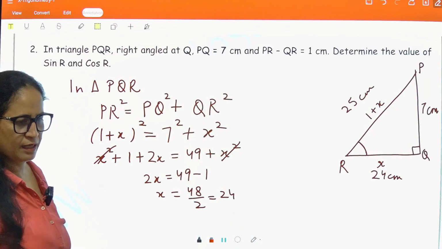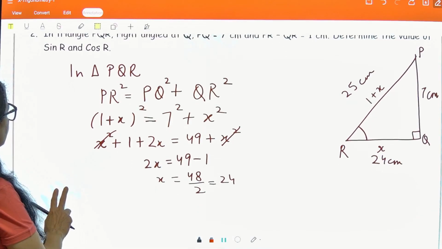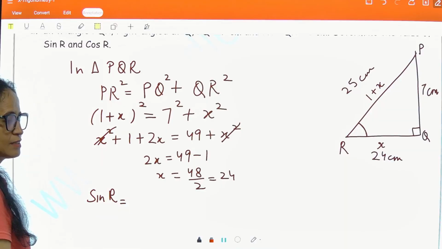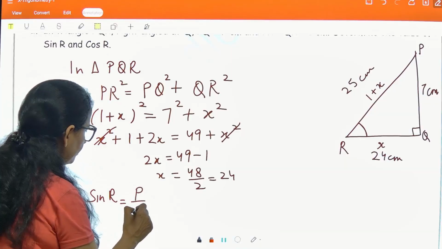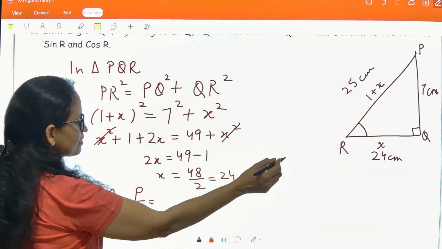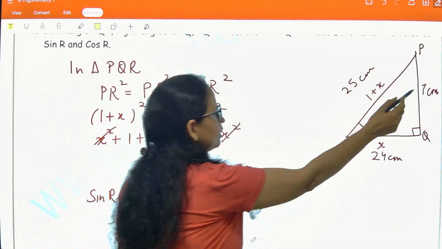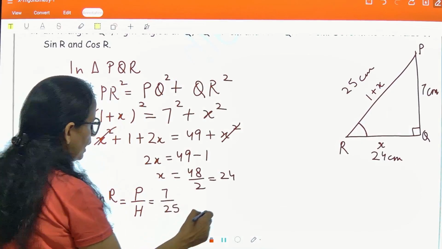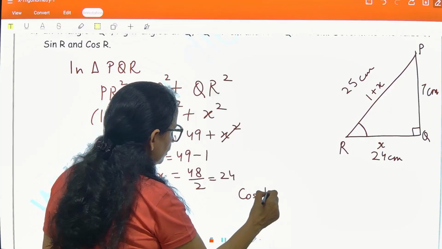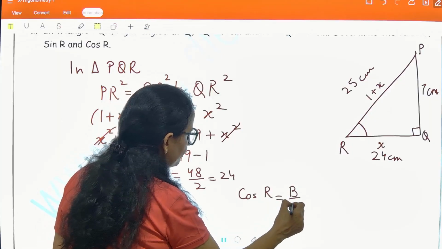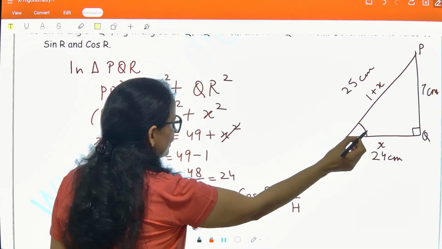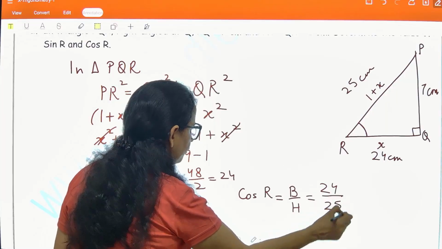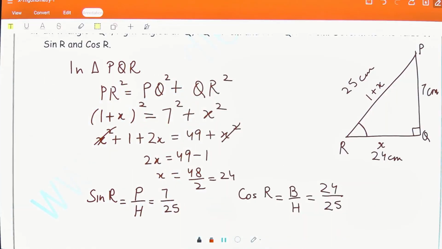All the three sides are there now. So you need to find sine R and cos R. Sine R is P upon H. So look at R, where is the perpendicular opposite to R, which is 7. 7 upon 25. And what is cos R? Cos R is B upon H. With respect to R, where is the base? 24. So it is 24 by 25. Was that easy?